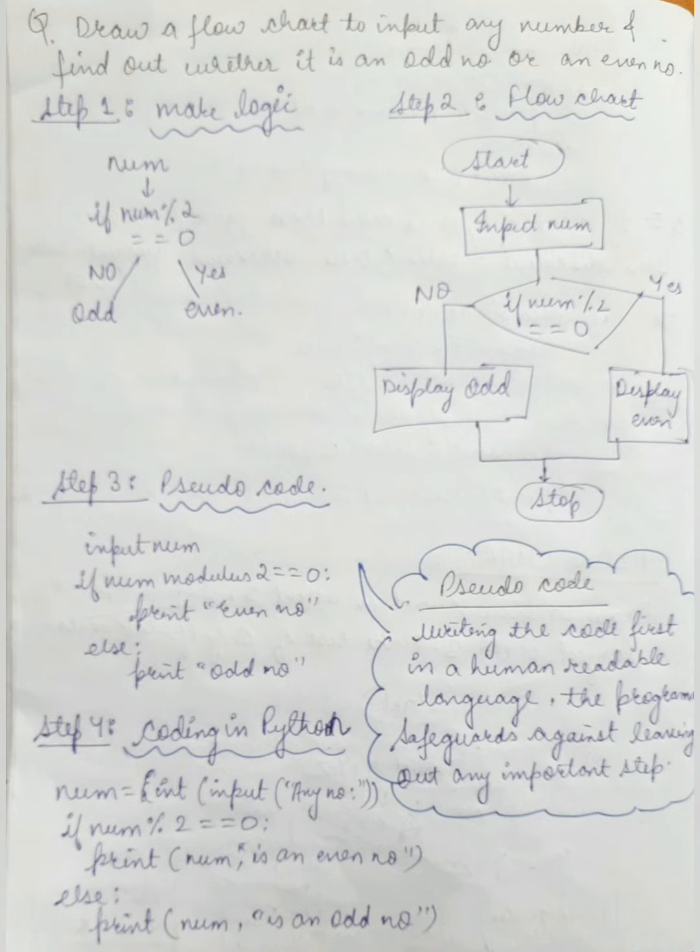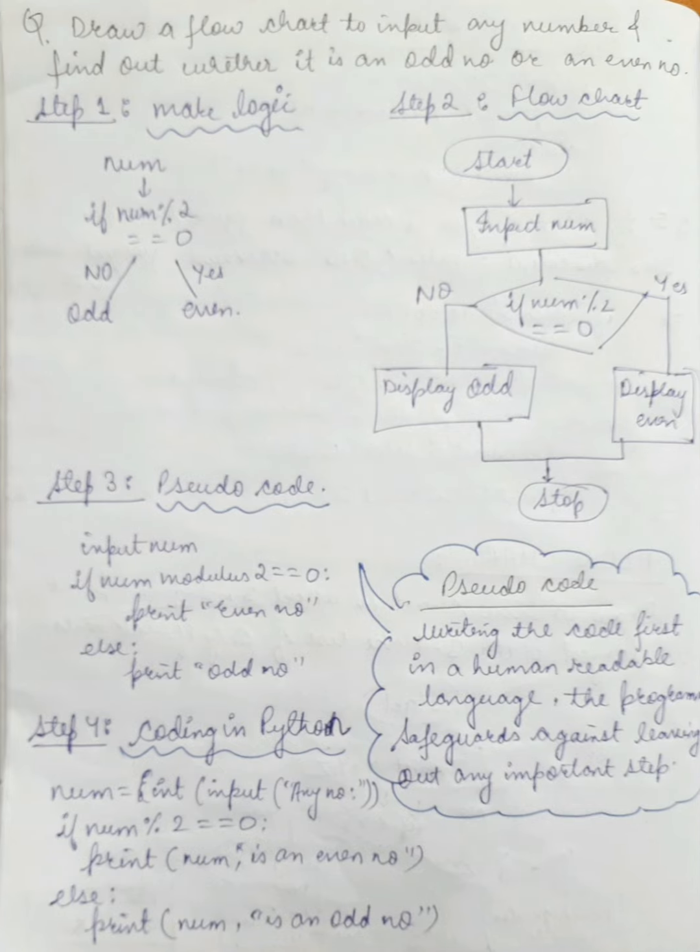What is the meaning of pseudocode? By writing the code first in a human readable language, the programmer safeguards against leaving out any important steps. So this is the use of pseudocode. In this step 3, we made the pseudocode. Input num. If num modulus 2 is equal to 0, then print even number. Else print odd number. Then next we will move to step 4, coding in Python.